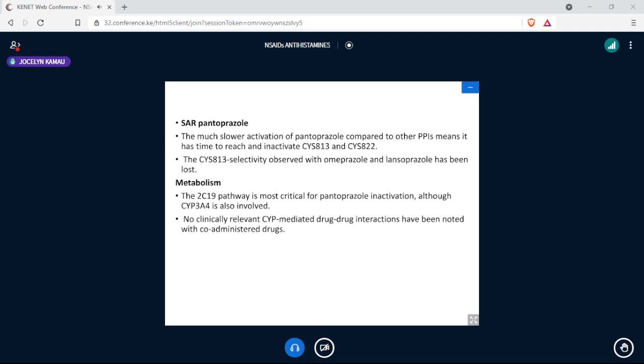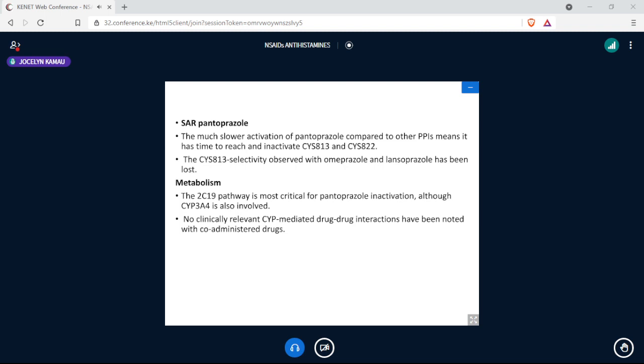The much slower activation of pantoprazole compared to the other PPIs means it has time to react and inactivate other cysteine, other sulfhydryl-containing groups or sulfhydryl-containing molecules, and therefore it has lower selectivity. All we are saying is that when you give pantoprazole, its rate of activation is much slower. It gives it time to react. It reduces its selectivity, and therefore it can react with other molecules.